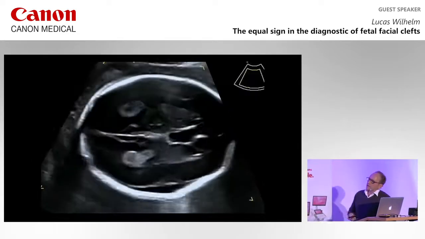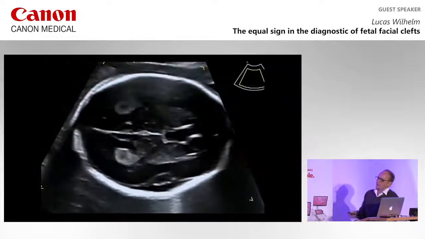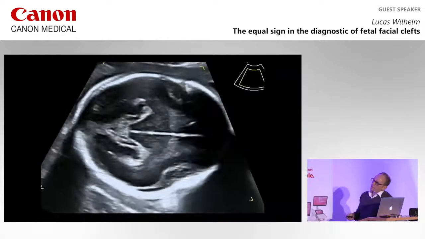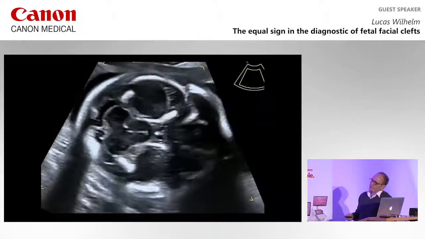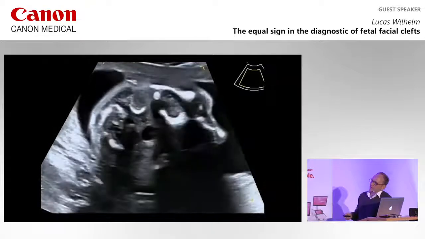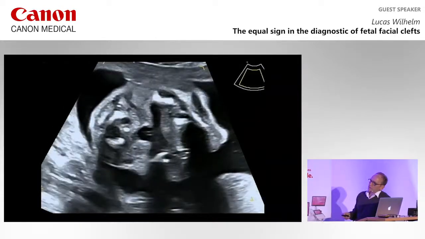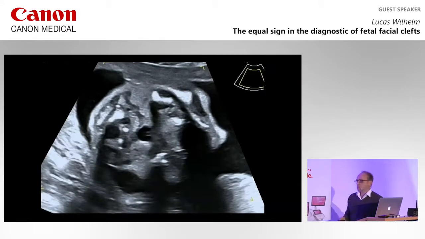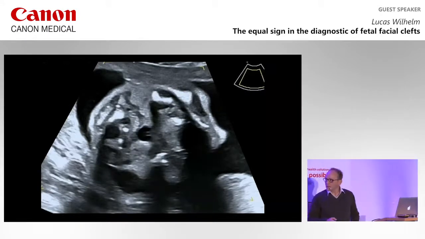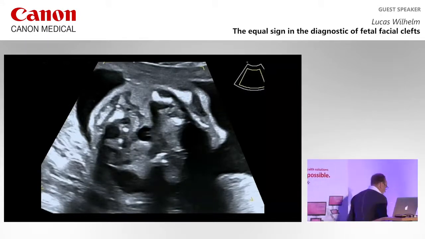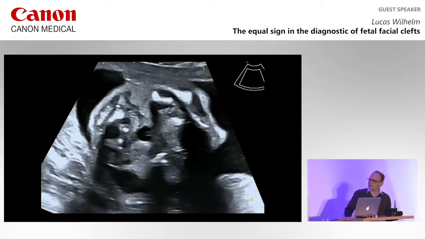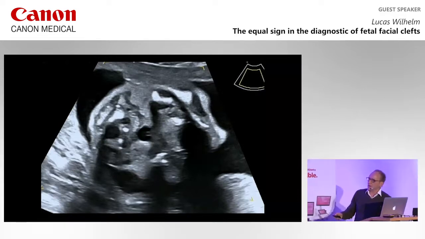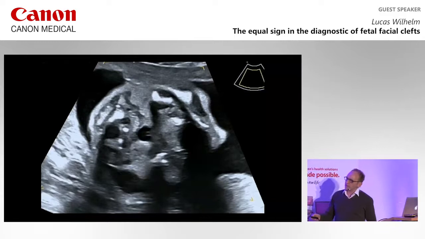That's here in the ultrasound, the horizontal plane. So I move the transducer in the caudal direction. Then here in the center, it opens the pharynx. And then you see this structure. Because of its typical echogenic pattern, we called it the equal sign, because it looks like an equal sign.